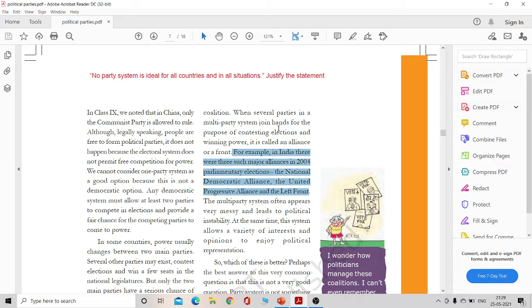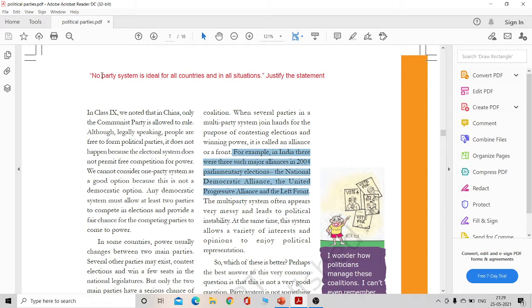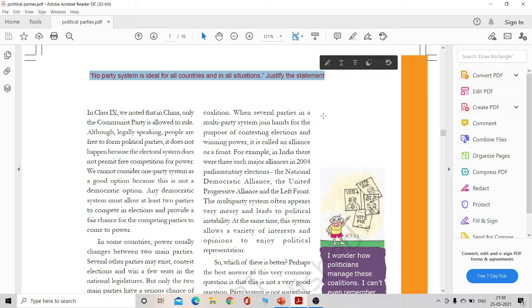So if you get a question, no party system is ideal for all countries and all situations, justify the statement, here you have to collectively mention the situation in China, the two party system in the United Kingdom and the United States of America, and the multi-party system in India. So there are three separate points that you will be mentioning here: one-party system, two-party system and multi-party system for the answer to this question, right?